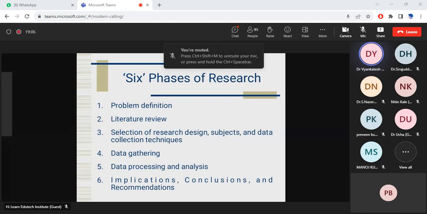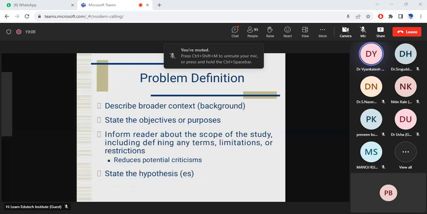So then next, problem definition. Definitely describe the broader context of the background, state the objectives of the purpose and inform the reader about the scope of the study, including definitions, terms, limitations, and restrictions over there. And anticipate potential criticism and state the hypothesis, etc.